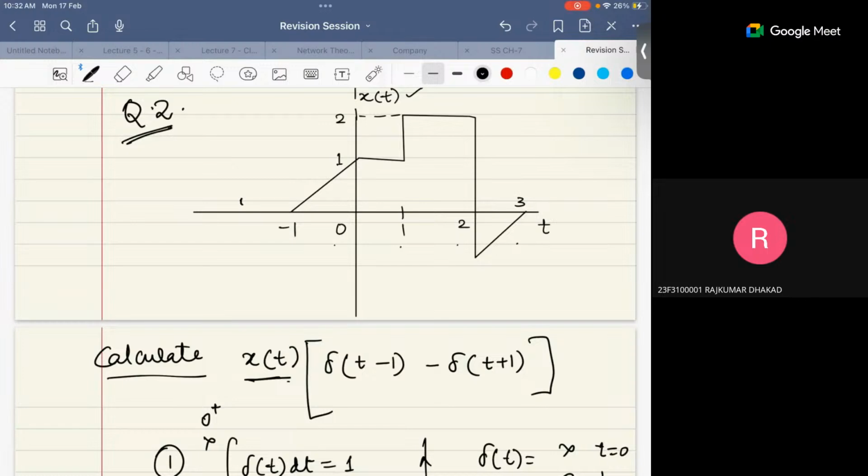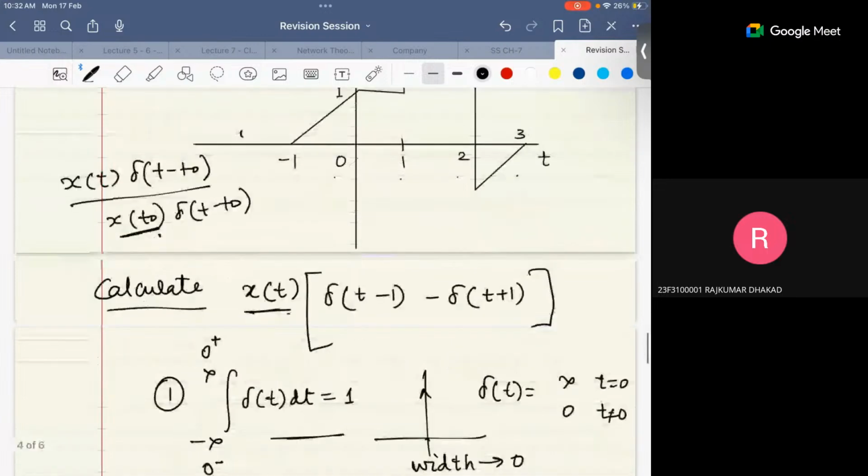So the function, what you will be doing? What did I say? Some properties: x(t) times delta of any function. Let's take, for example, delta of t minus t naught. So what will be the value? x of t naught times delta of t minus t naught, right? The function x(t naught) will be defined just at t naught, correct? Because delta is not defined in other places, is it?